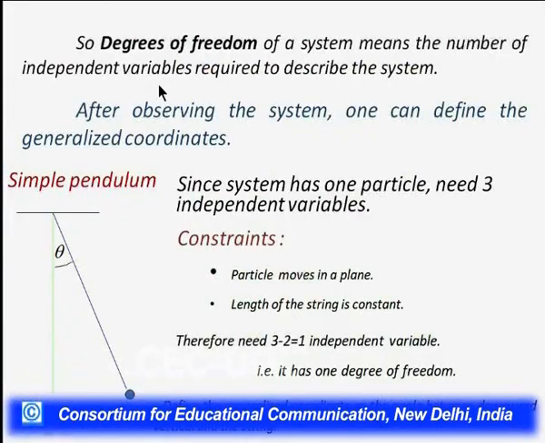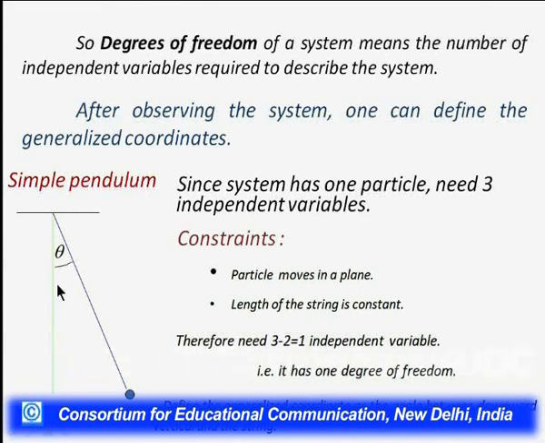The degree of freedom of a system means the number of independent variables, where we define 3n minus k as the degree of freedom of a system, which is the number of independent variables required to define the system. A system can be defined by independent variables, and then it is known as the degree of freedom. After observing the system, one can define the generalized coordinate.